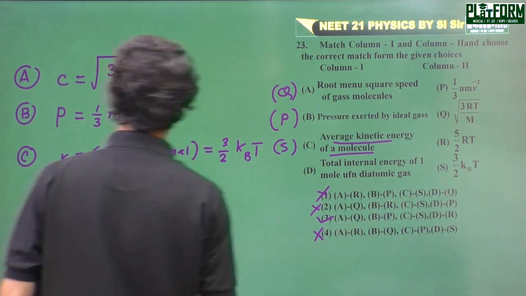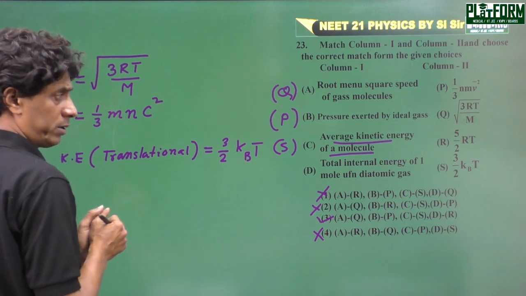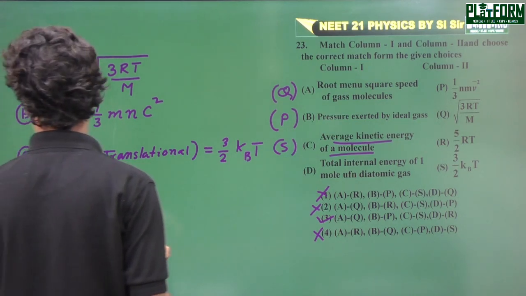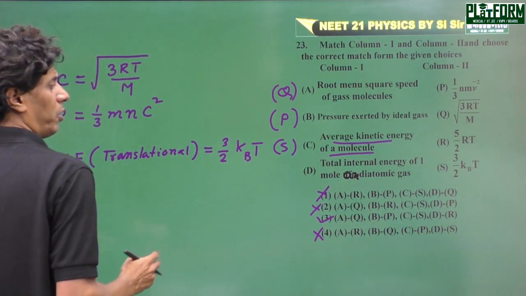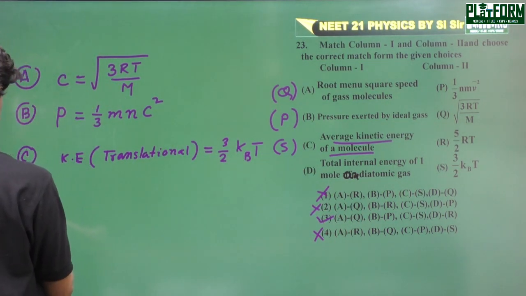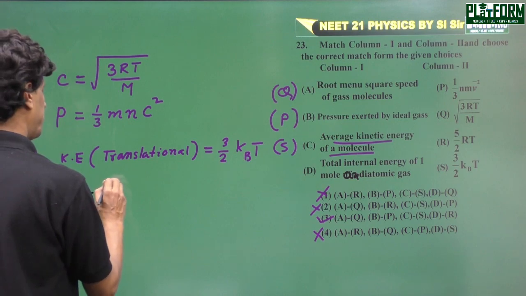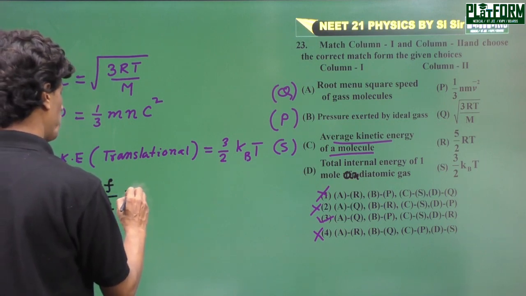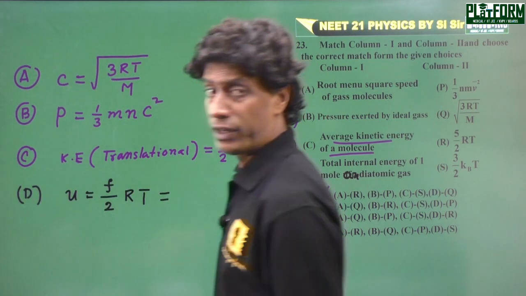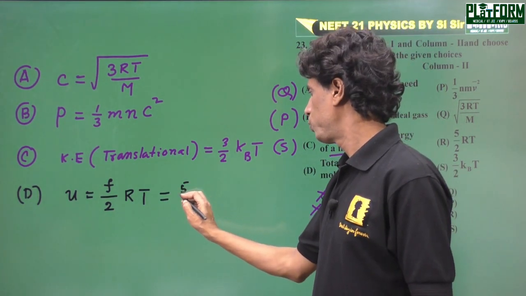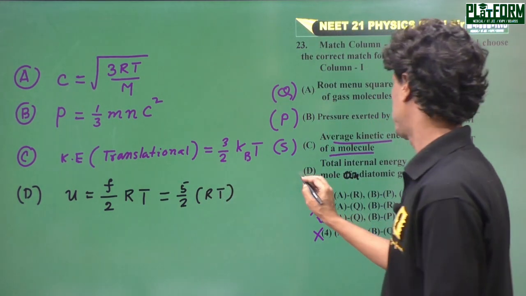and total internal energy of 1 mole of an ideal diatomic gas, you know, internal energy is equal to degree of freedom by 2 into RT. Since this gas is diatomic, degree of freedom is 5, so this is 5 by 2 into RT, and D matches with R, okay.